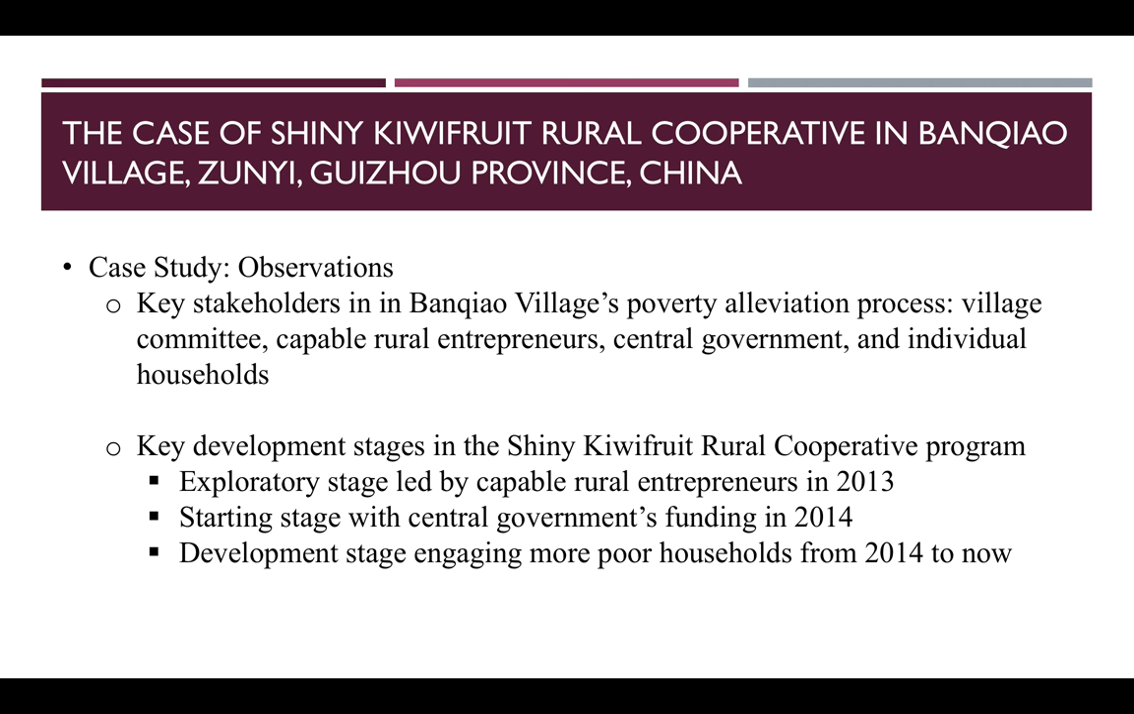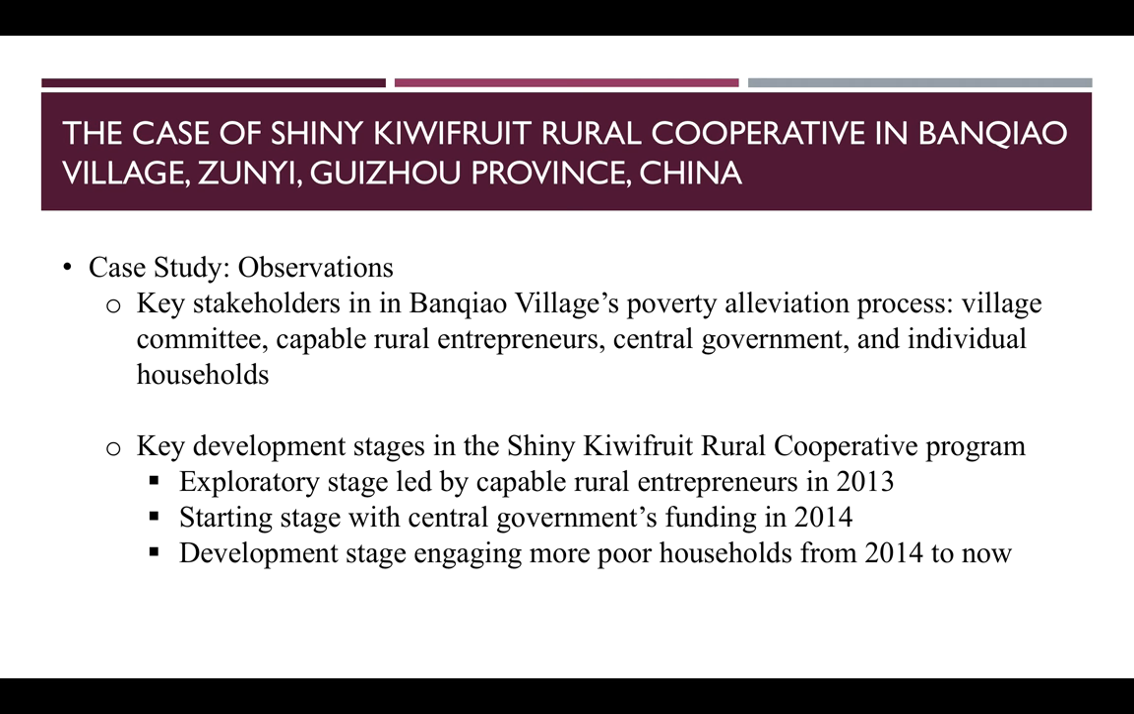And when it was proved that kiwi fruit trees really grew well in the village, they used the program to gain funding from the central government. So then they could really start to build a rural cooperative in the village and engage more local villagers to help them lift themselves out of poverty.